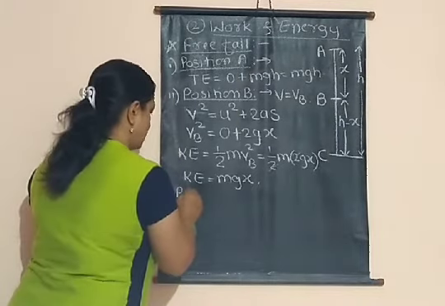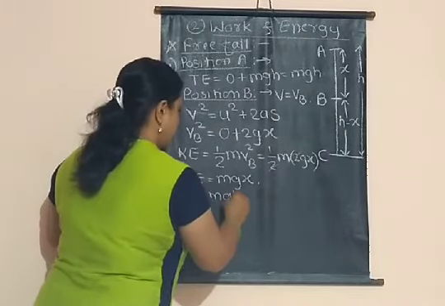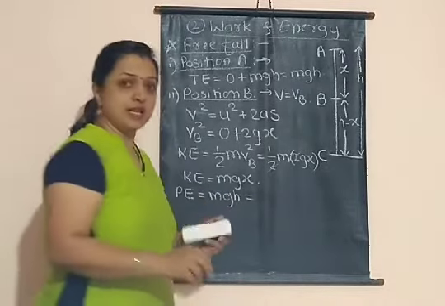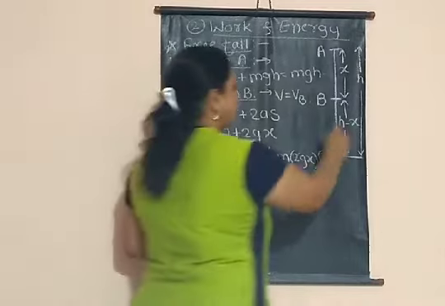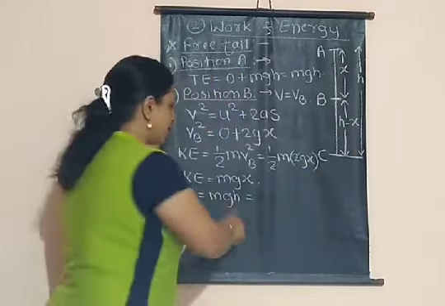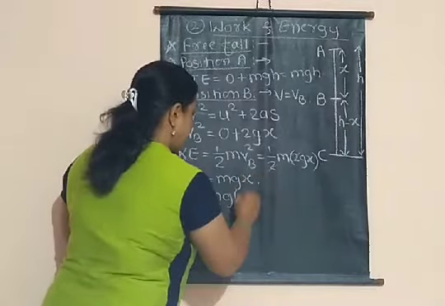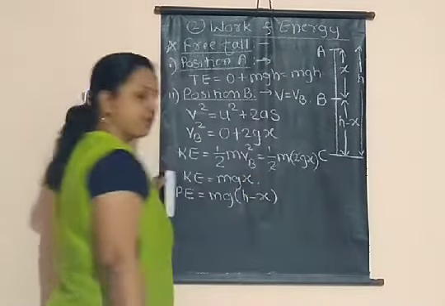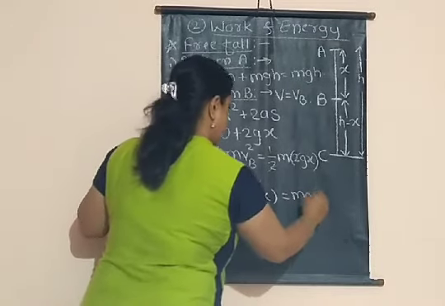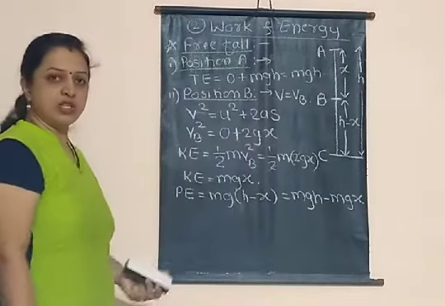Now we have to find out the potential energy at position B. What is the formula? mgh. Now what is the height of the object? That is the height of the object from the ground surface, and the height will be h minus x. So instead of h, we take h minus x. Let us simplify this, and we get the term mgh minus mgx. So this is the potential energy.